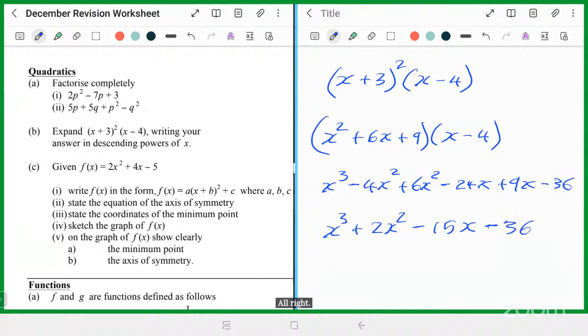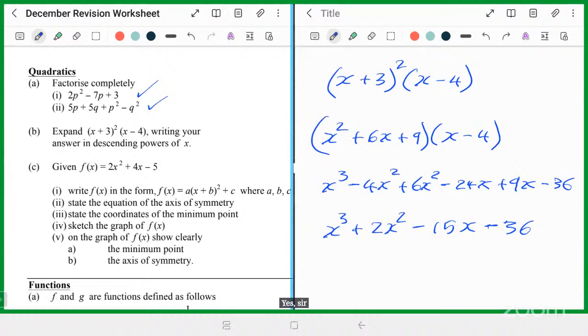So that is the result. Descending power. So the cube term first, then the square term, then the x term, and then the 36, and that is it. But good? Yes, sir. That is the result. So finish this, finish that, finish that.